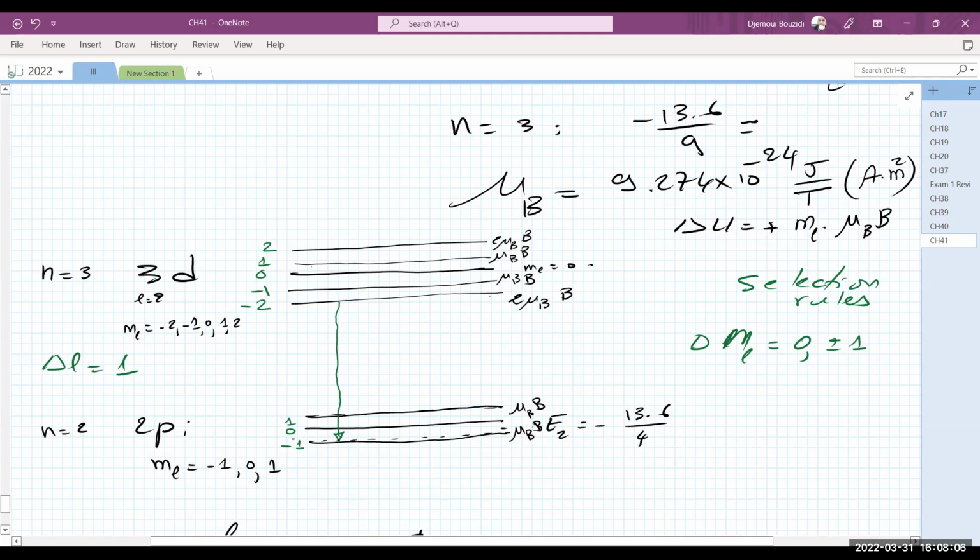So the only transition from this energy level, now that the degeneracy is gone, up to this energy level is here. Okay, so that is the only acceptable one. Now from -1, I'm sorry, from -1 to -1 is acceptable. That is good because the delta ML is equal to 0 in this case. From -1 to 0, that is also acceptable. That means I'm adding 1.